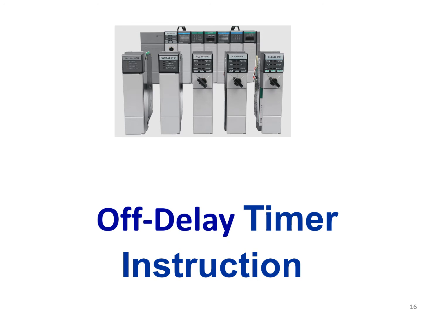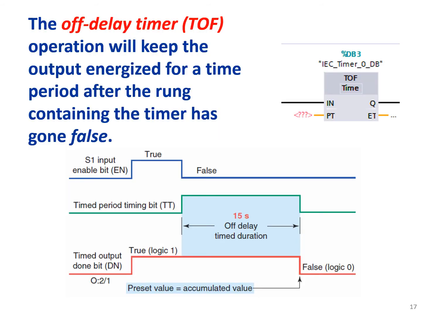Off delay timer instruction. The off delay timer operation will keep the output energized for a time period after the line containing the timer has gone false. Very similar, we have this input enable bit or the signal bit that should go from true to false, because this is an off delay timer, so the timer will be activated once this signal bit goes off.